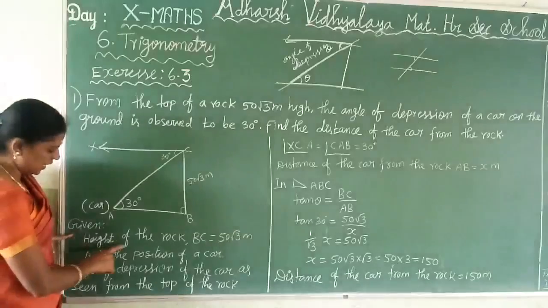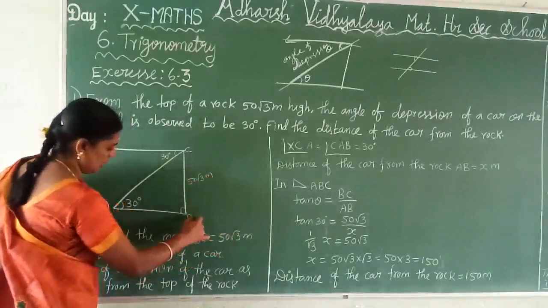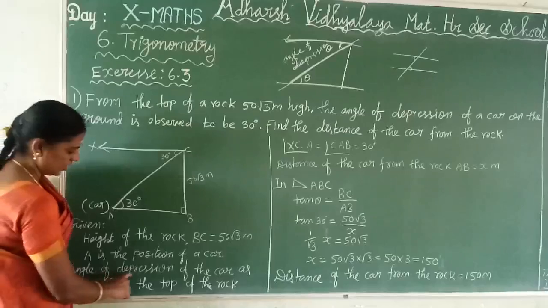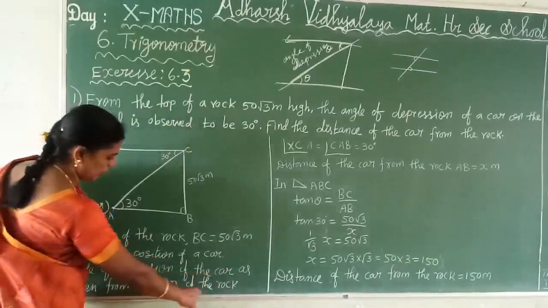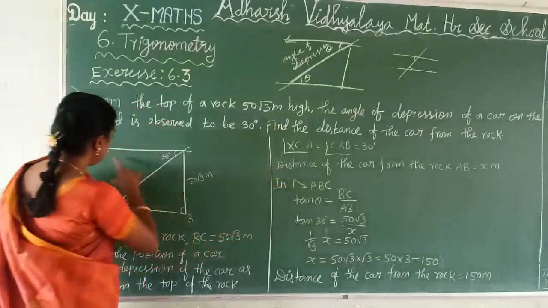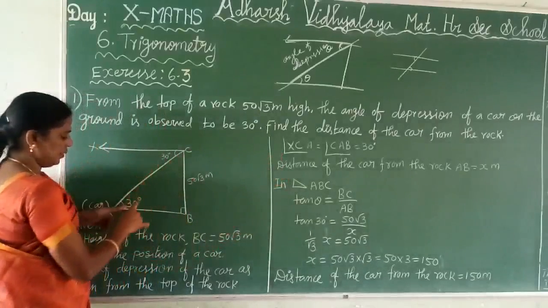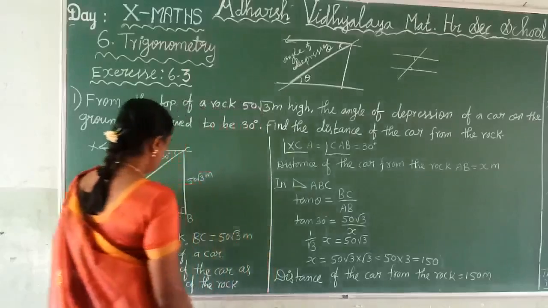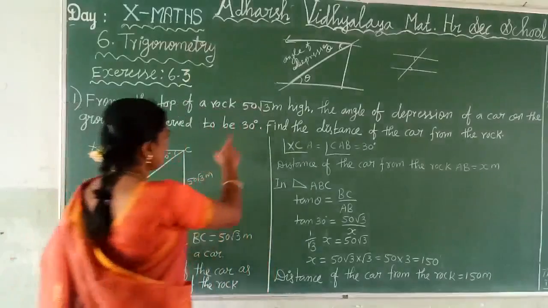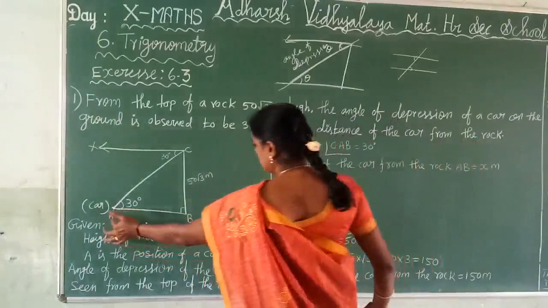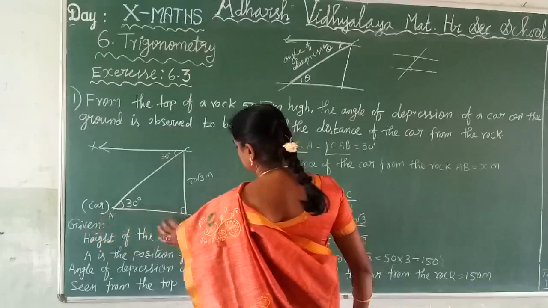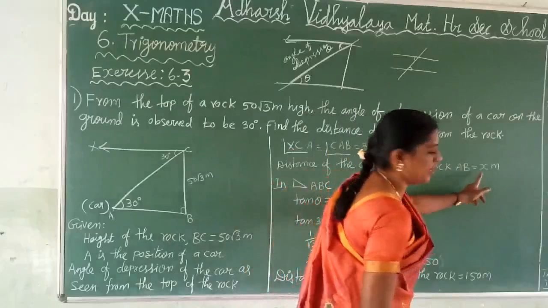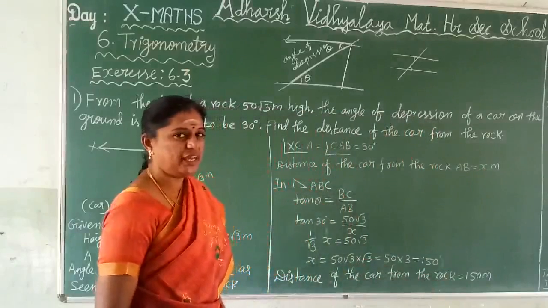First write the given. Height of the rock BC equals 50√3, and A is the position of the car. The angle of depression of the car seen from the top of the rock is XCA, which is 30 degrees, so CAB is also 30 degrees. We want to find the distance of the car from the rock. This is the rock, this is the car, so we want the distance from A to B. Distance of the car from the rock AB equals x meter. The unknown value we take as x meter.